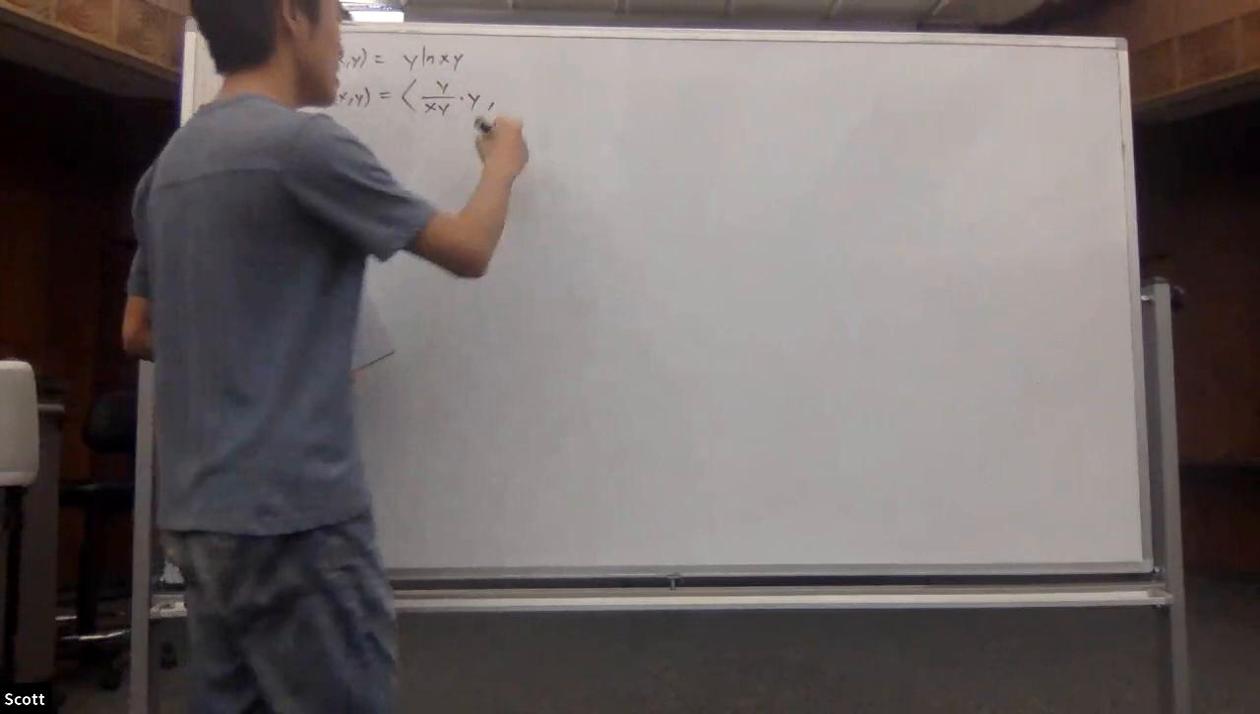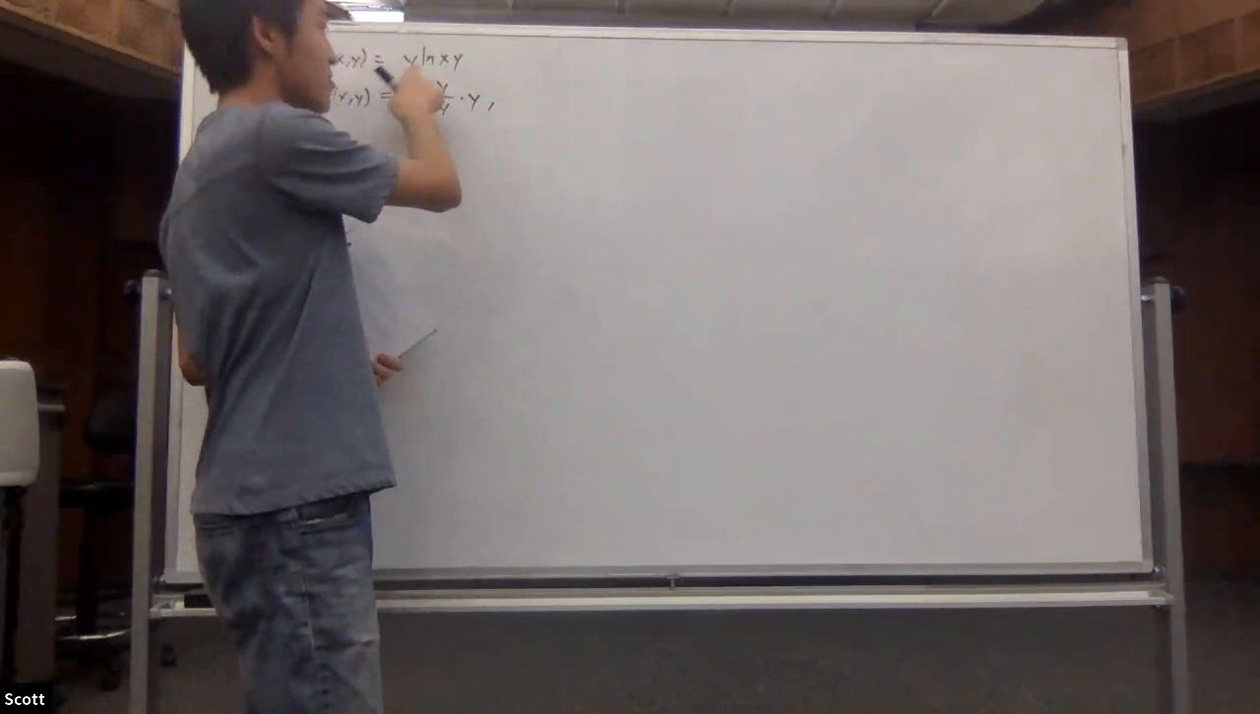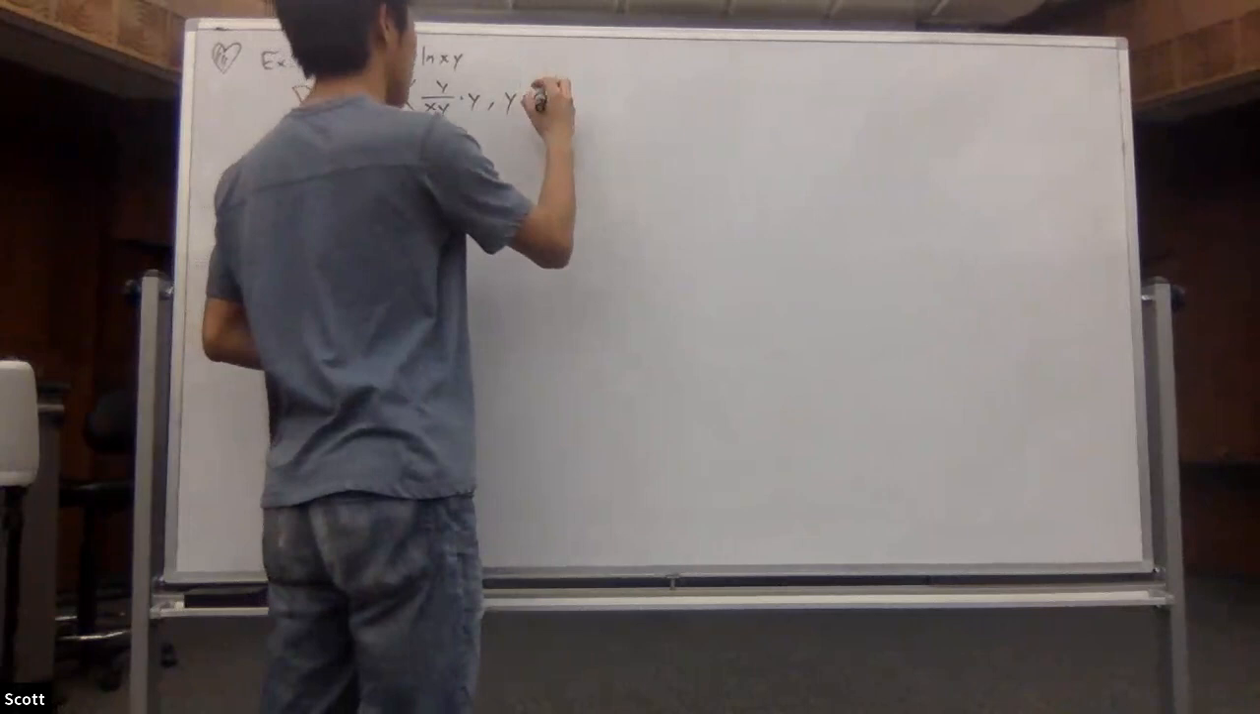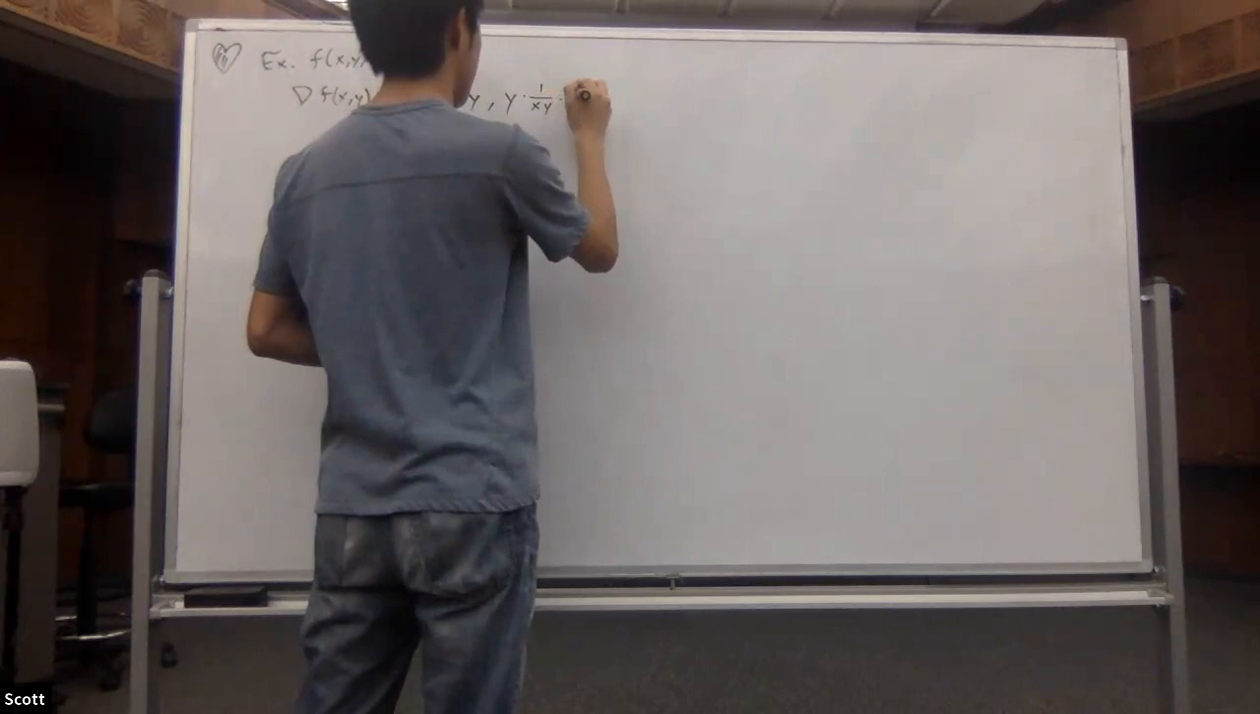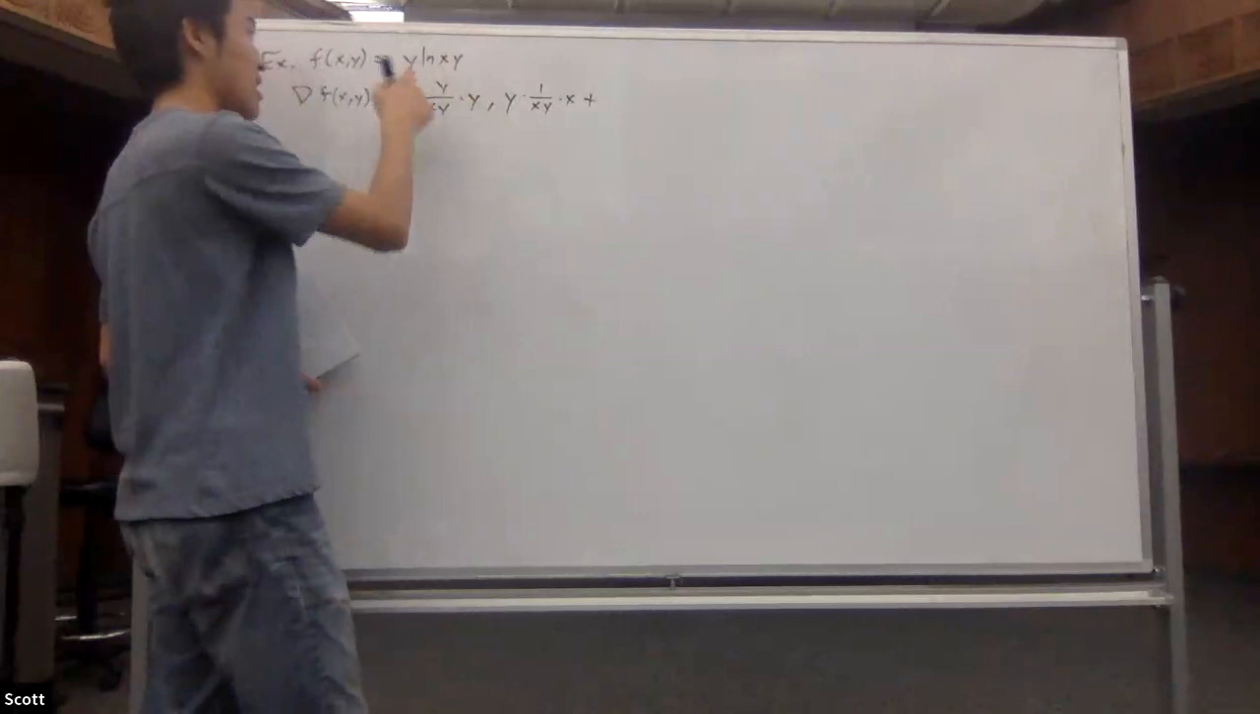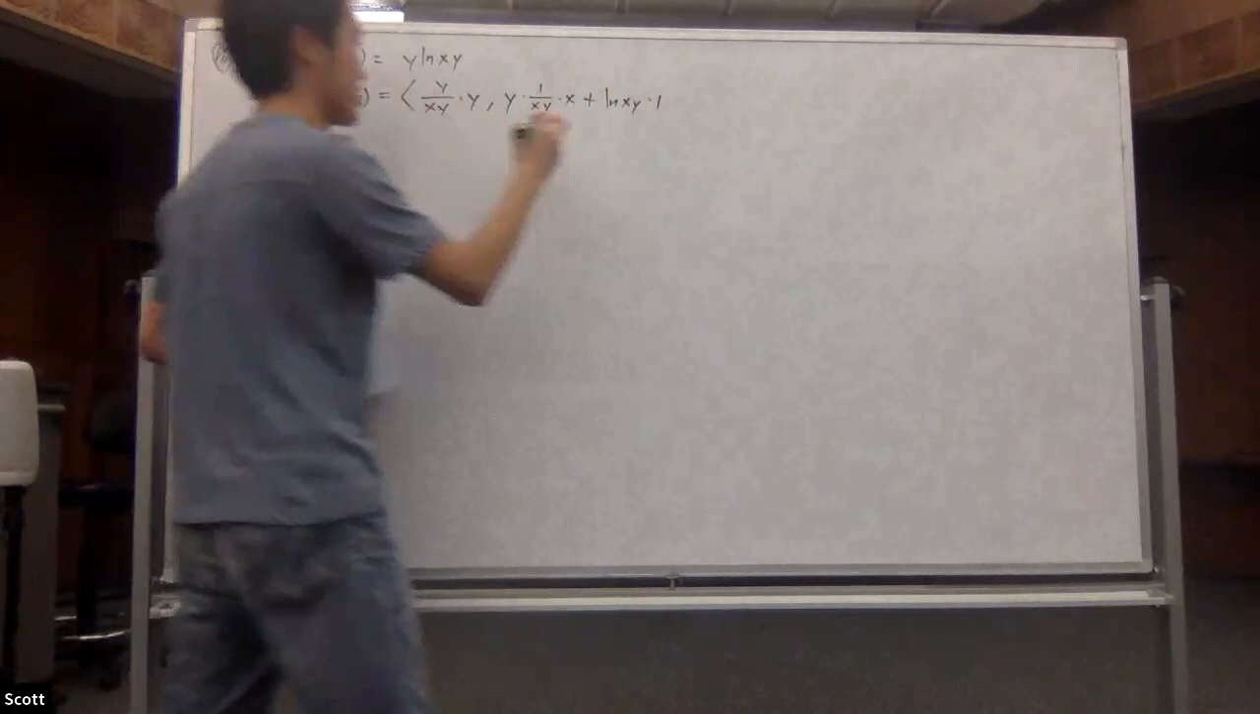And then the y component is going to be a product rule because we have y's in this. So left times the derivative of this with respect to y, with y being the variable, is going to be 1 over xy times the constant. So that's left times d right. Now we do right times d left. So right times the derivative of the left with respect to y. Okay, so now we can simplify.